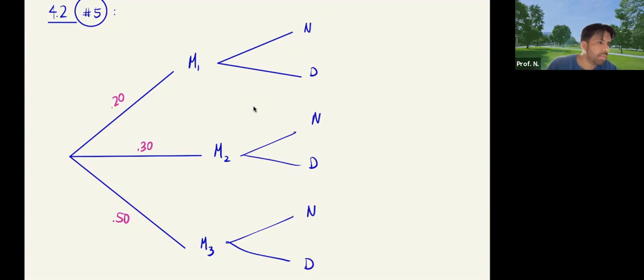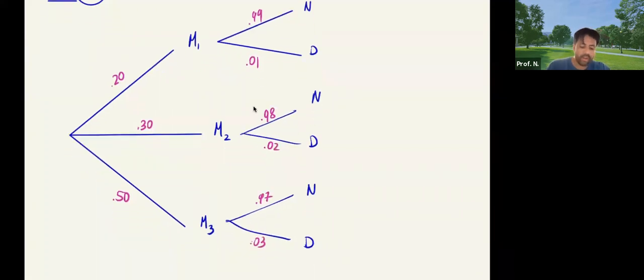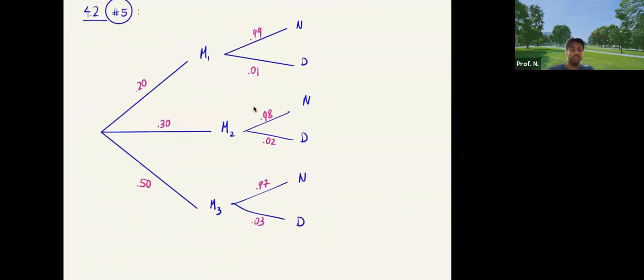Then it tells me the percentage of items being defective from machine 1. It's 0.01 because 1% is 0.01. So this should be 0.99. Then defective from machine 2 is 2%, so this is 0.98. Then this is 0.97, and this is 0.03. That's it, guys. Wow, we did it. If you have this, you have the problem in the back of your head.